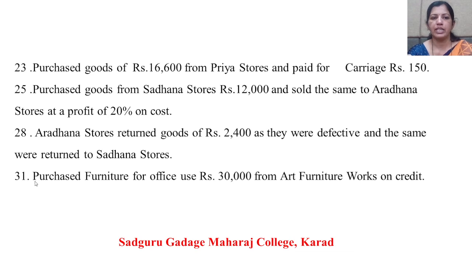See date 31st. Purchased furniture for office use rupees 30,000 from Art Furniture Works on credit. See that the transaction is of purchases and on a credit purchases, but we purchased furniture. That's why this transaction is not recorded in a purchase book, because our basic rule is purchase book records only credit purchases of goods. That's why this transaction is recorded in a journal proper. हा ट्रान्झॅक्शन परचेसचा आहे आणि क्रेडिट परचेस सुद्धा आहे. क्रेडिट परचेस आहे तरीही परचेस बुक मध्ये येत नाही. का? Because here we purchased furniture, we purchased asset. In a purchase book we record just credit purchase of goods.